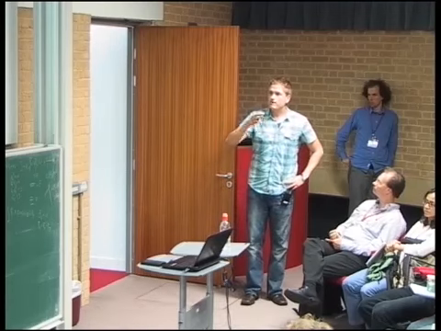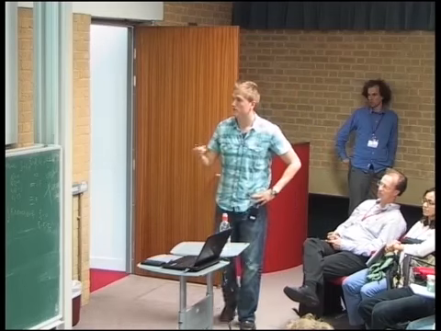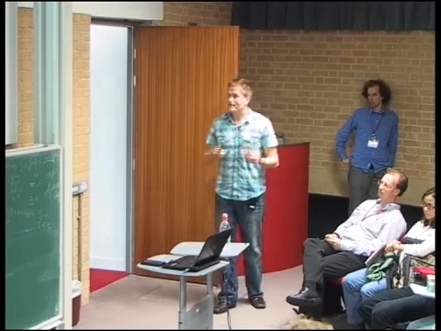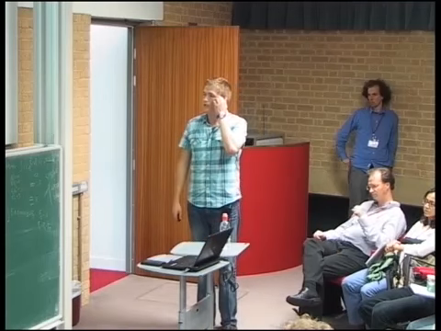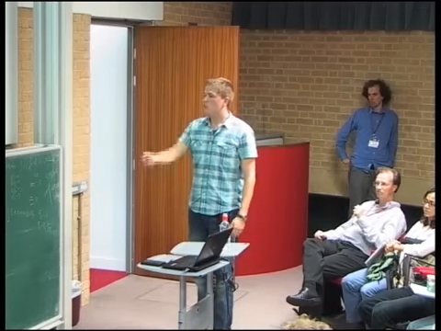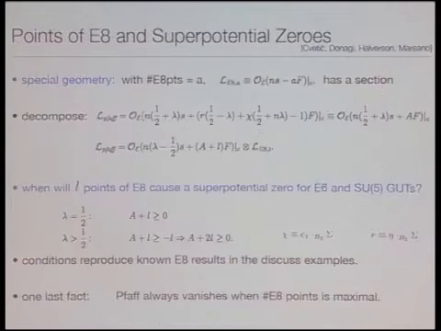Given that the SU5 locus is typically high codimension in the moduli space of an elliptically fibered Calabi-Yau fourfold, why would moduli stabilization fix us there? So you would like to have some reason from the point of view of the superpotential or the Kähler potential to believe that these points are special. So a question that you might ask is: is the connection between E8 points and superpotential zeros just a fluke, or is it more general? In particular, does it appear in SU5 cases?